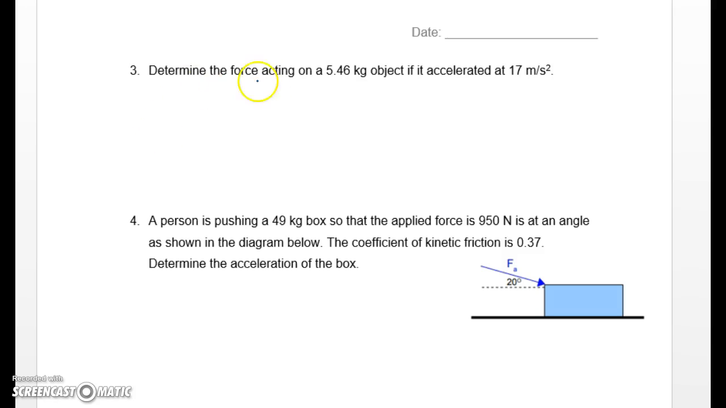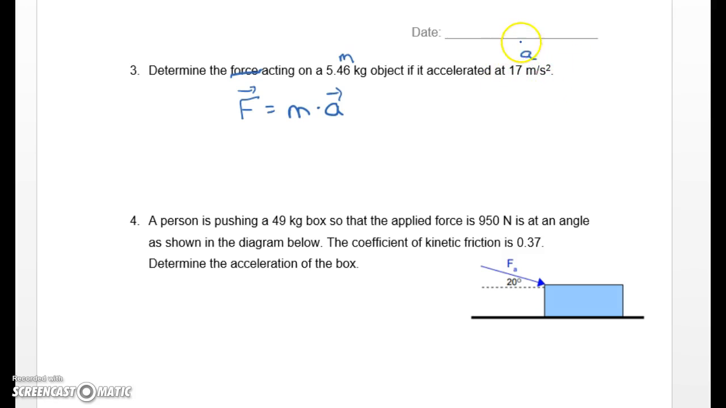So here what the question is asking for is force. And this one is just a general type of force question. So we're going to use the equation: force is equal to your mass times your acceleration. In this question, we're given that the object is 5.46 kilograms. This is our mass. And here we're given the acceleration is 17 meters per second squared.